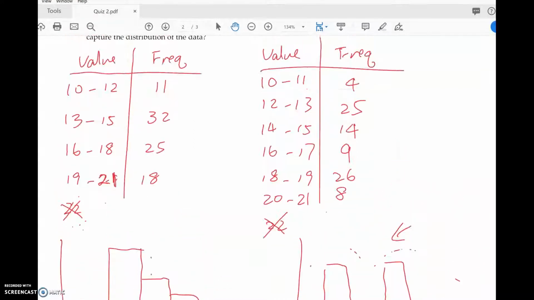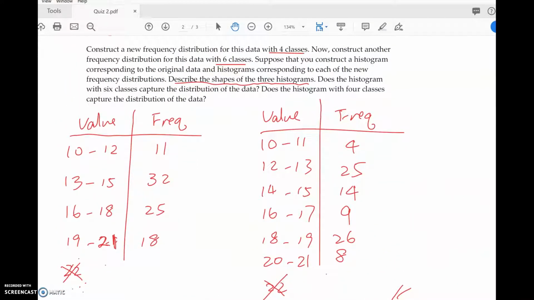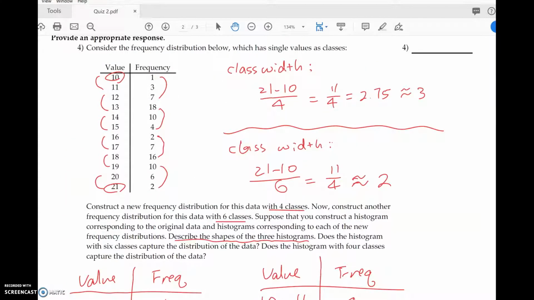At the end of the question, they also want you to describe the shapes of the 3 histograms. I didn't do the histogram for the original one, but you can see from the numbers, if we are going to group it and draw it, it is going to be more like this shape. So it is bimodal.